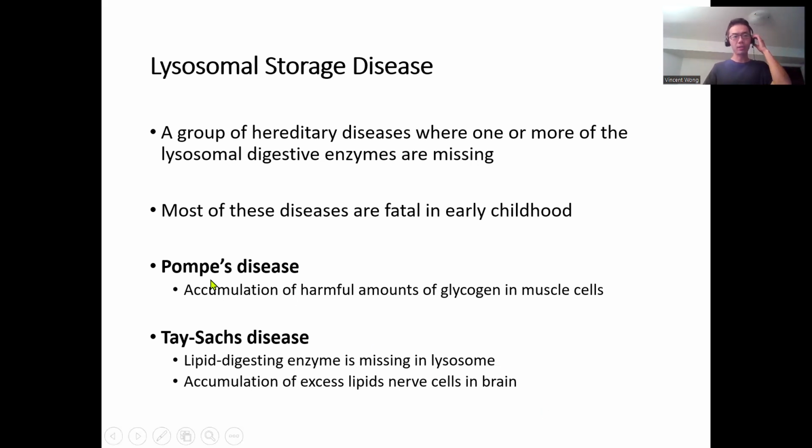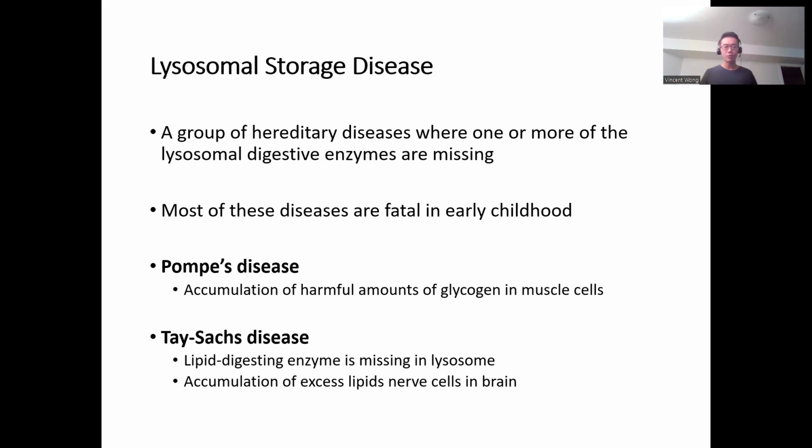I'm just going to show you two. The first one is called Pompe disease. This is when you are missing an enzyme in the lysosome that breaks down glycogen, and then it builds up to a harmful level in the muscle cells. This is going to be dangerous, affecting the heart muscle. So that's one example. If the heart muscle cannot beat properly, then you have a heart condition. Basically, that's what I'm trying to say.